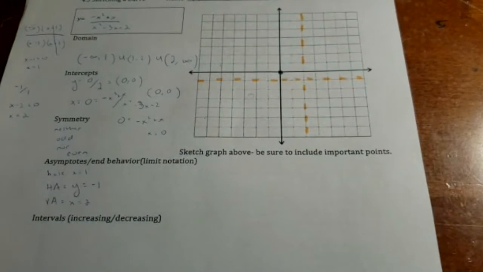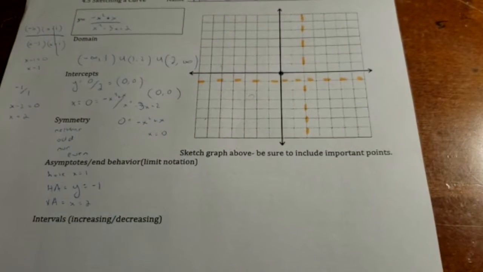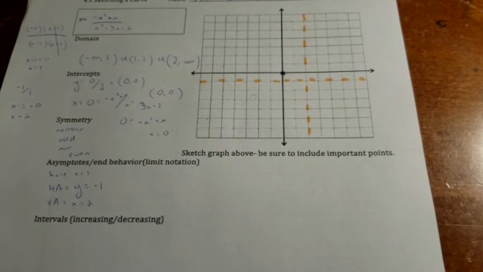So those are the first few parts before we get into the real math part of it: the domain, intercepts, symmetry, and asymptotes. And then for the next part, we'll go on to Nick.